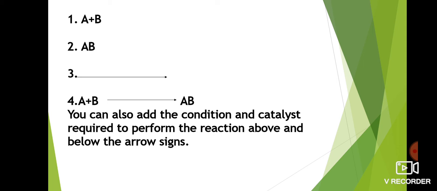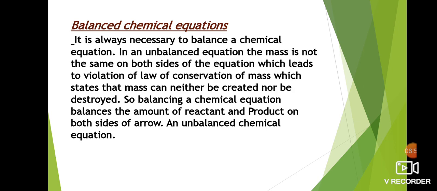Okay, conditions can be temperature, pressure, physical states. Catalyst means it helps to increase the rate of the reaction. Examples for catalyst are hydrogen, nickel, palladium, etc. Okay, you know about chemical equations. Chemical equations mean the descriptive form of a chemical reaction.